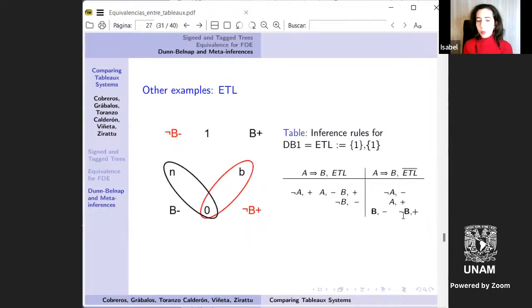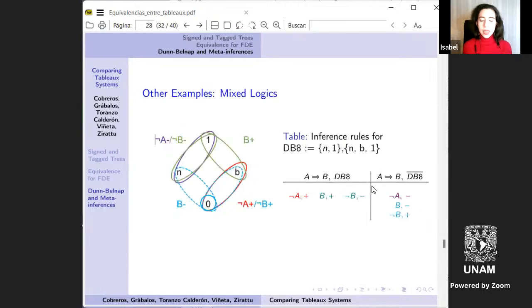And for B, once again, for the counterexample, we will have a branching option. It can be either neither, both, or 0. So with all of that, we build our rules for any tree that will give us the decision of the validity of the meta-inferences for ETL. Now, going to a mixed example that's probably more interesting.